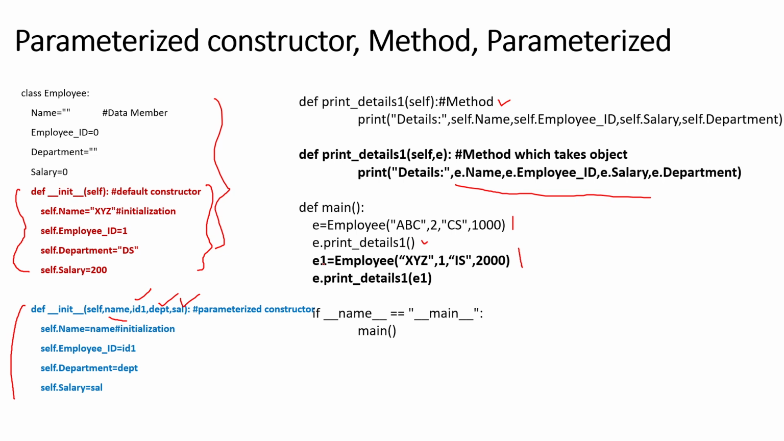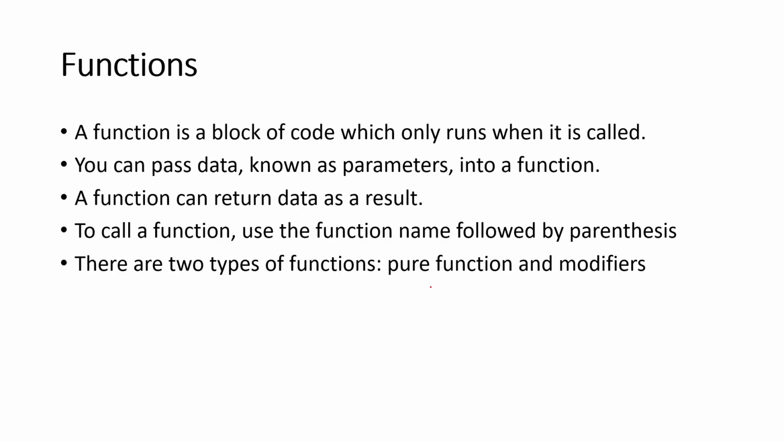Now I'm going to print E1 from E, displaying E1 details from E1. How to invoke it? E dot print details, and the parameter here is E1. Function.